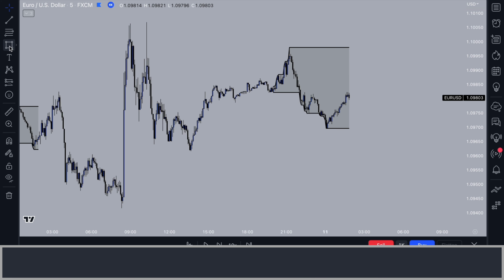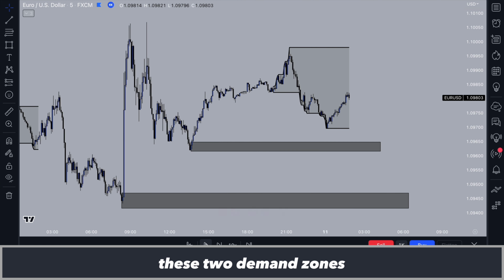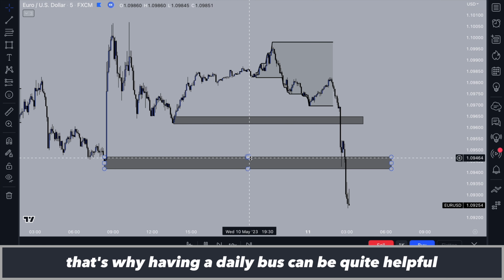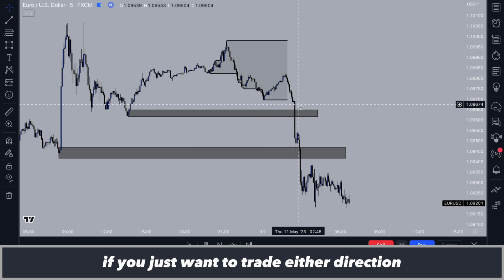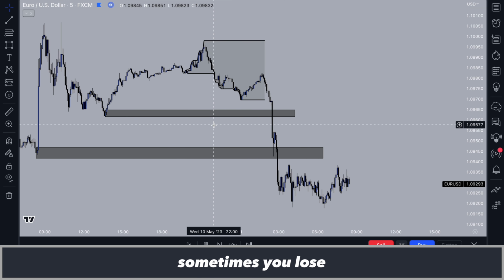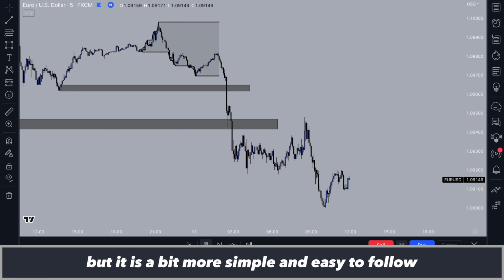But if you were, you could mark up some of these zones, something like this, these two demand zones, but they both got taken out if you did trade it, and that's why having a daily bias can be quite helpful. But it's not necessary. If you just want to trade either direction, then you can. Sometimes you'll lose, you'll have a low win rate, but it is a bit more simple and easy to follow.